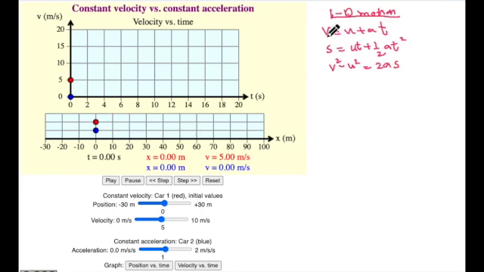Here v represents the final velocity, u represents the initial velocity, a is the acceleration, t is the time, and s is the displacement. These are the important kinematic equations which describe the motion of the object.